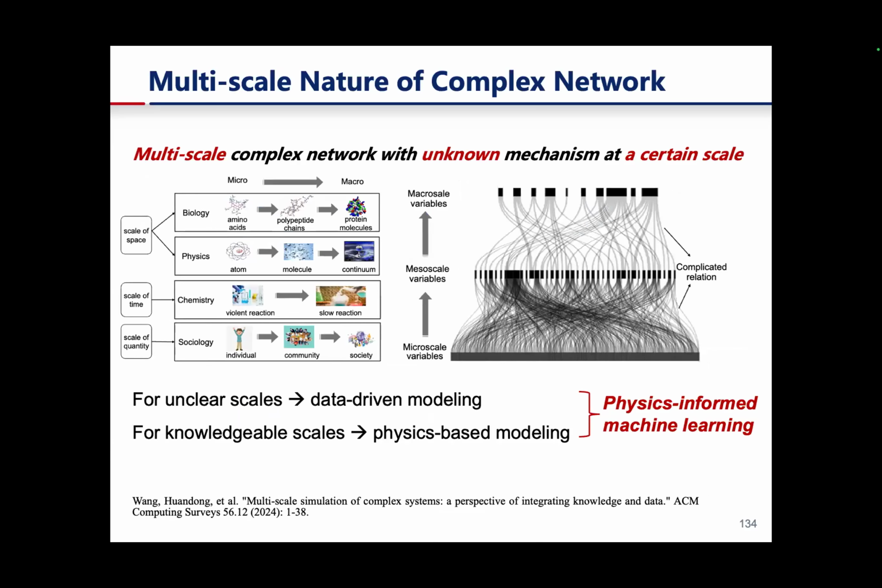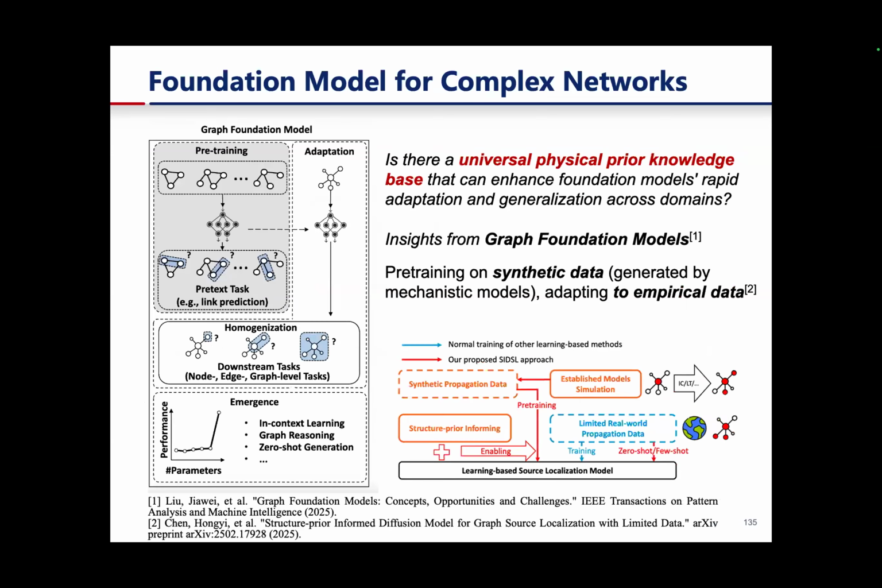And also the real-world networks have a multi-scale nature. That means sometimes we have complete knowledge at a certain scale, but at another scale, we may have unknown mechanisms. We do not understand the intricate process behind this scale. So for the unclear scale, maybe we can use data-driven modeling, and for the knowledgeable scales, maybe we can use physics-based modeling and combine them together to have a better understanding of the real-world system.